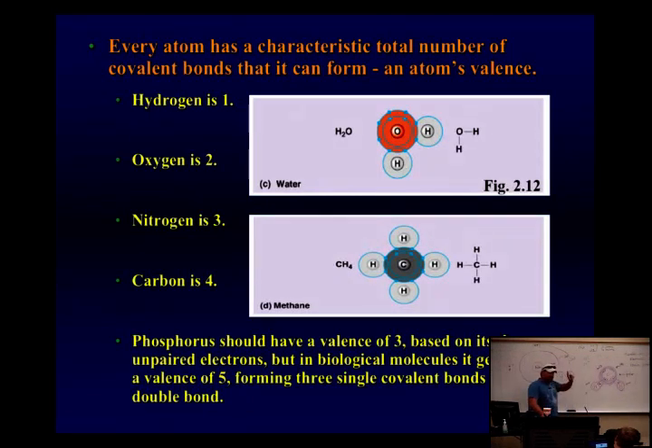But there's two subclasses of covalent bonds. One is you share equally, and then you're a nonpolar bond. Does that make sense? Or you share unequally, and you're a polar bond. So we have ionic and covalent, and then the covalents are polar and nonpolar.